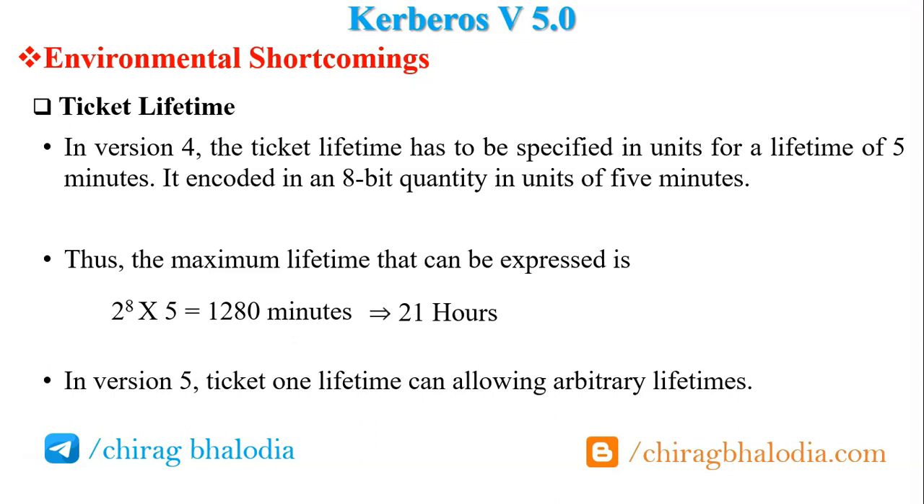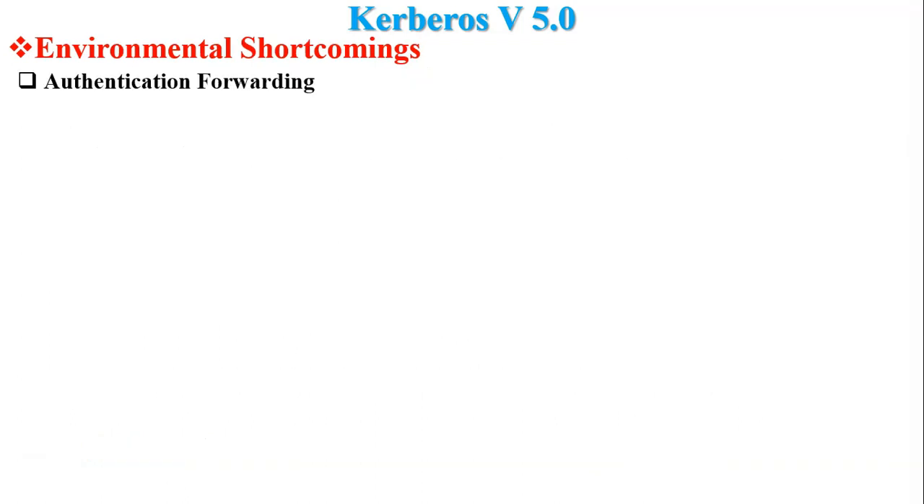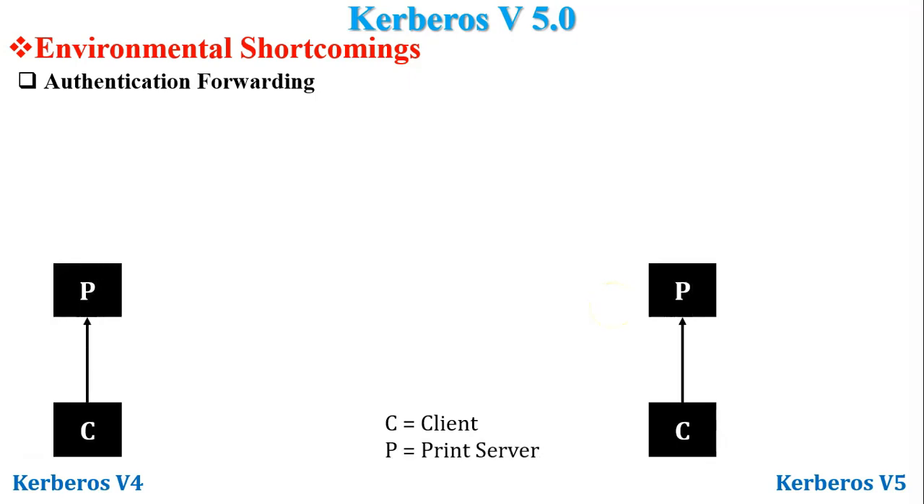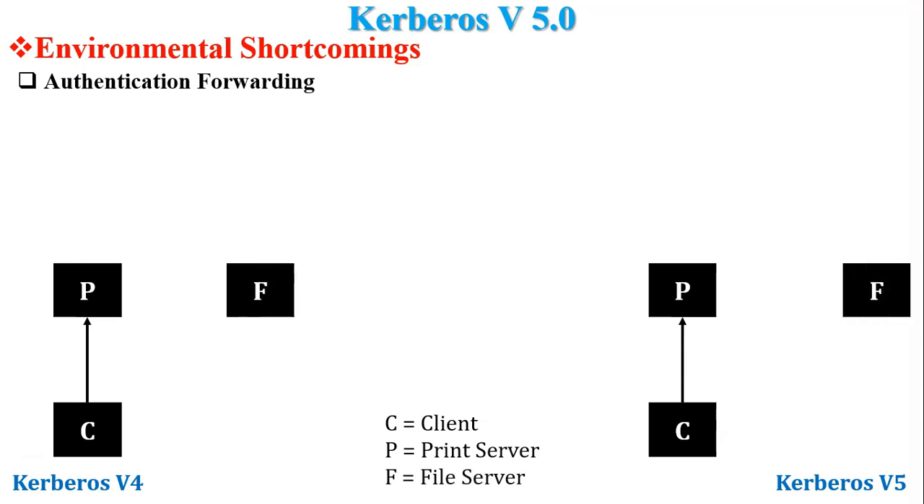Now move to the next environmental shortcoming. It is authentication forwarding. Let's take one scenario to understand authentication forwarding in Kerberos version 4 and Kerberos version 5. A client wants to access a print server and needs a print of a particular file. But right now the file is present on the file server. But the question is, how can the print server access that file from the file server? First we discuss how the print server can access the file from the file server in Kerberos version 4, and then later discuss Kerberos version 5.